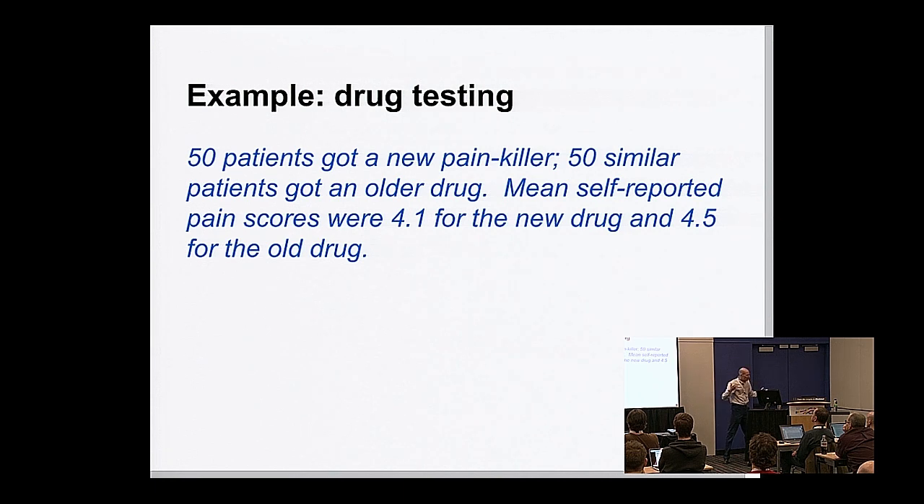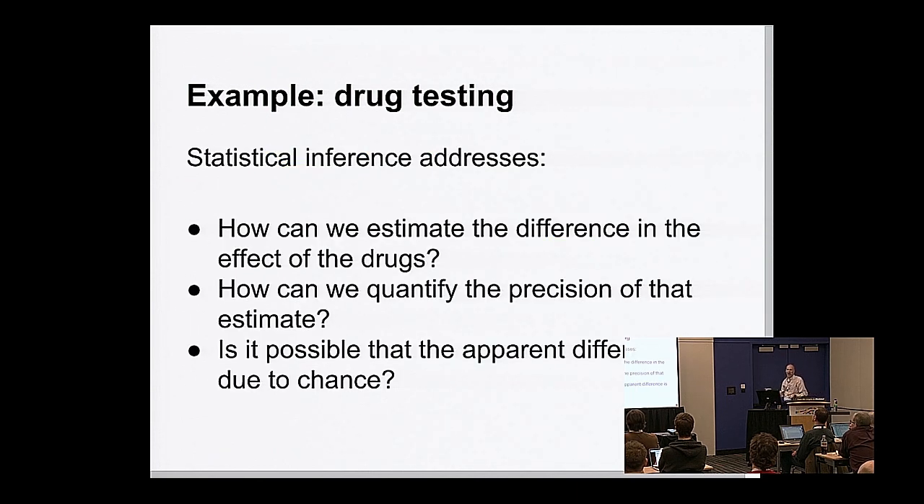So a couple of things you might want to know. It looks like there's a difference between the two groups. It looks like the old drug and the new drug have different effects. How big is that effect? We would like to quantify the magnitude of the effect. Again, we'd like to talk about precision. So if I tell you that the difference is 0.4 on a pain scale of range of 5, I would want to tell you plus or minus, or I could give you an interval and say there's a 90% chance that the effect size falls in this interval.